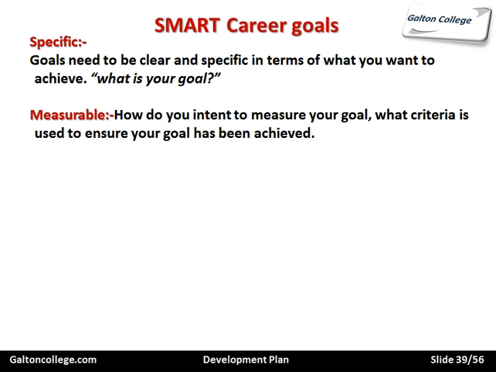And be measurable. How do you intend to achieve your goal? What criteria will be used in order to ensure that your goal has been achieved? Make it measurable. I need this qualification. I need a HND in business. I need a 2-1 degree. I need professional whatever it is. Specify exactly what you need. It's measurable, because once you've got it, that's done. That's measurable. And that's important. You must have measurable goals. Otherwise, it's too vague and you're never going to achieve it.